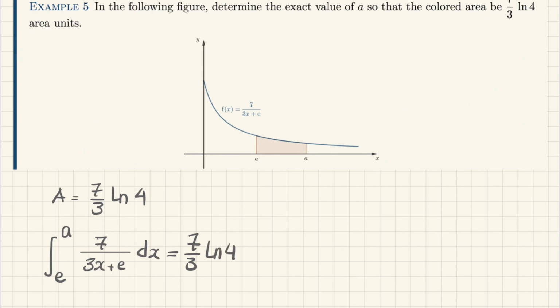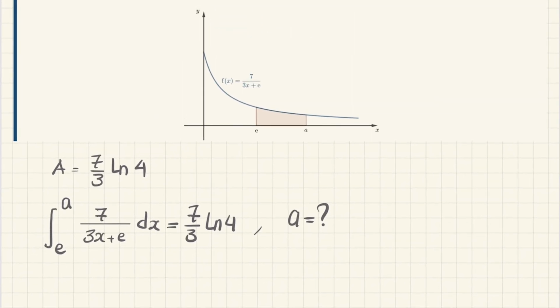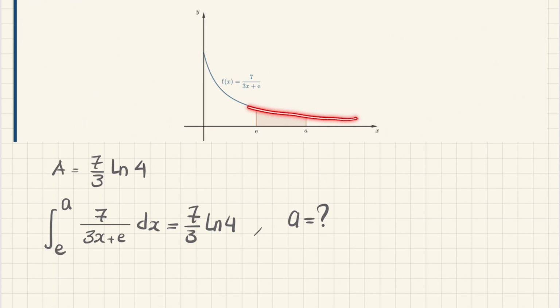Okay, then my goal is to find A. Here there is no cheating. We cannot cheat at all because this is a curve, so we don't know exactly what the area here is. Of course, the area is actually given to us, so we want to find A. So it means that we have to use Newton's formula.